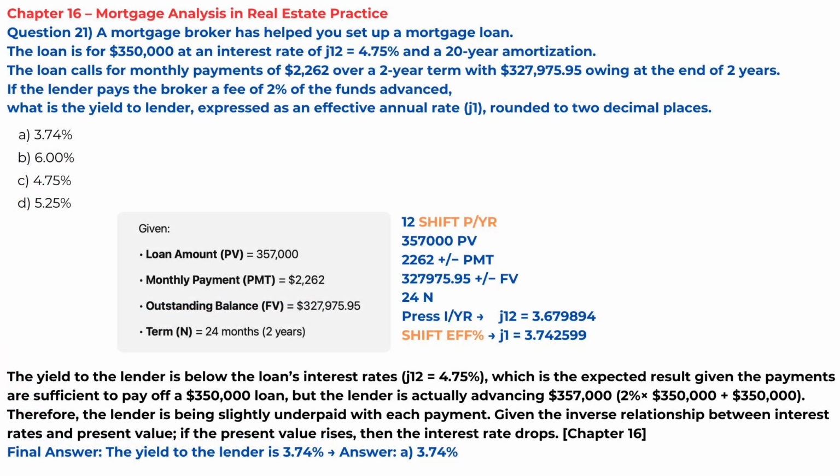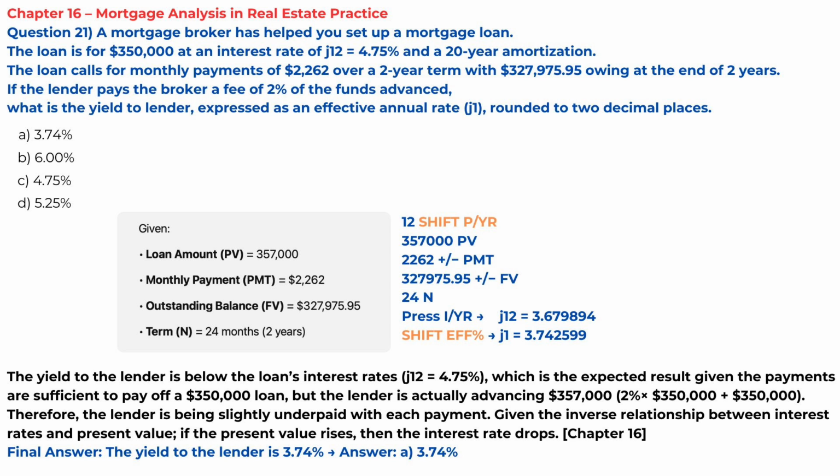Question 21. A mortgage broker has helped you set up a mortgage loan. The loan is for $350,000 at an interest rate of J12 equals 4.75% and a 20-year amortization. The loan calls for monthly payments of $2,262 over a 2-year term, with $327,975.95 owing at the end of 2 years. If the lender pays the broker a fee of 2% of the funds advanced, what is the yield to lender, expressed as an effective annual rate J1, rounded to 2 decimal places?